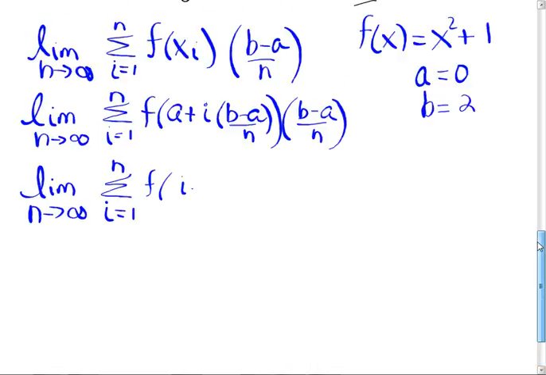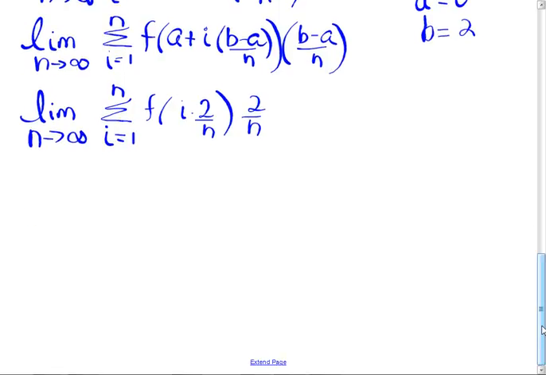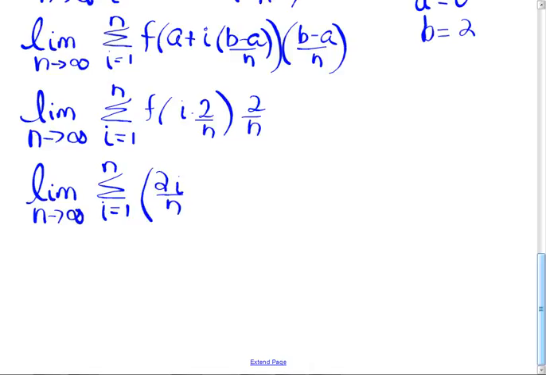So it's 2 divided by n. And this is 2 over n. Okay, one more step. We're going to substitute that into our function. And this is what you have to realize. They could give this to you, and they like to even make it harder than this. And so this would be x squared, so it's 2i over n. That's my x squared plus 1 times 2 over n.